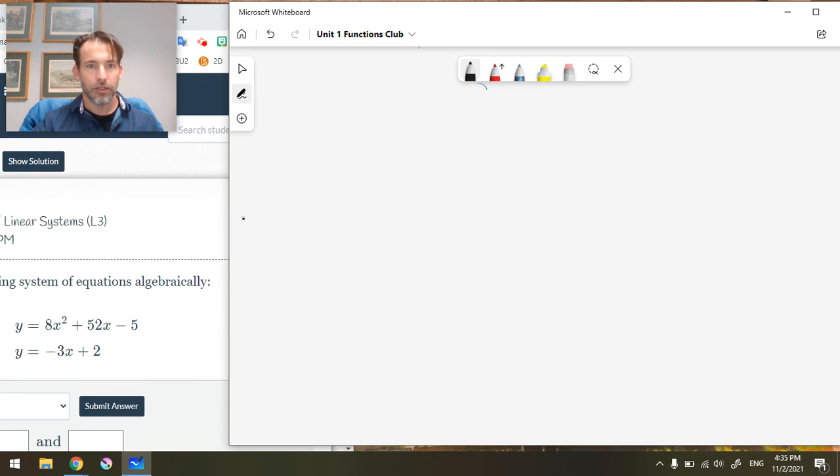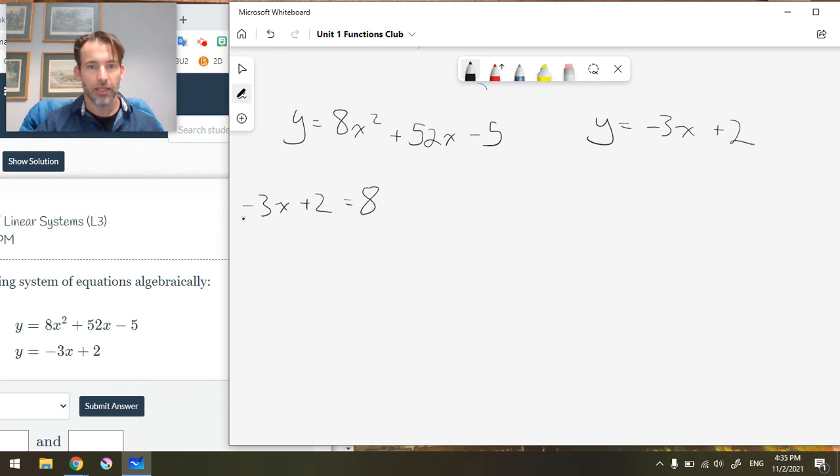All right, let's go. So I have y is equal to 8x squared plus 52x minus 5. And then there's also, I'll just write over here, y is equal to negative 3x plus 2. Okay, set them equal to each other. Negative 3x plus 2 is equal to 8x squared plus 52x minus 5.